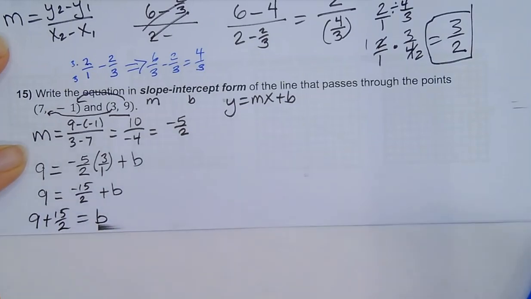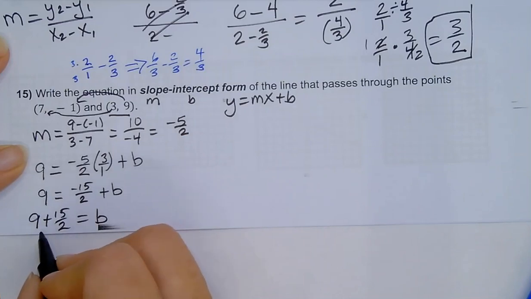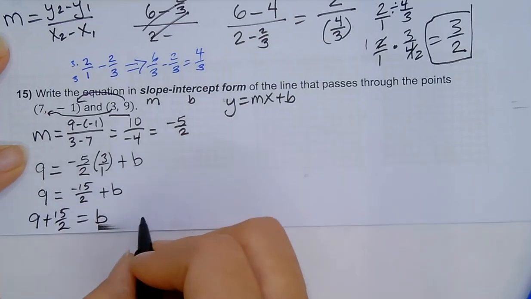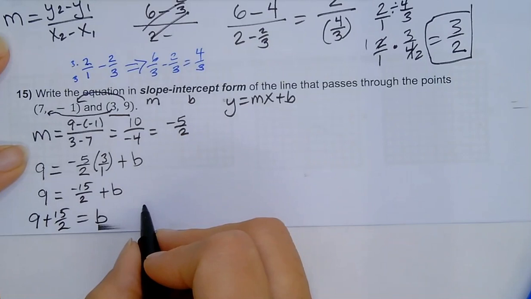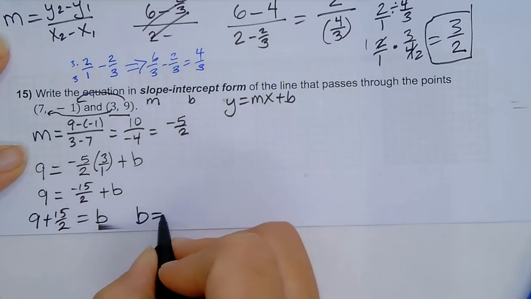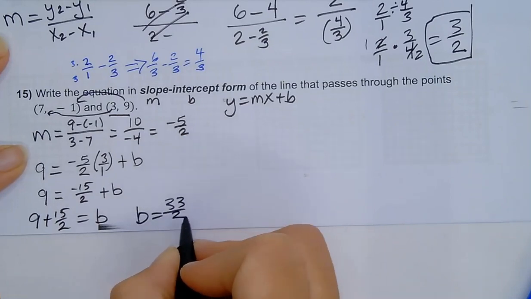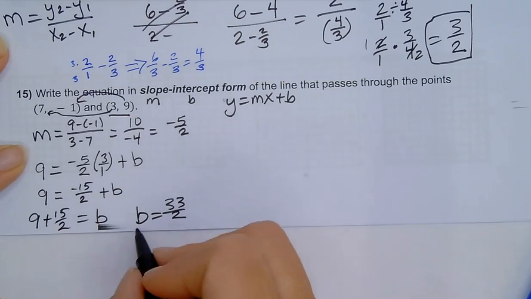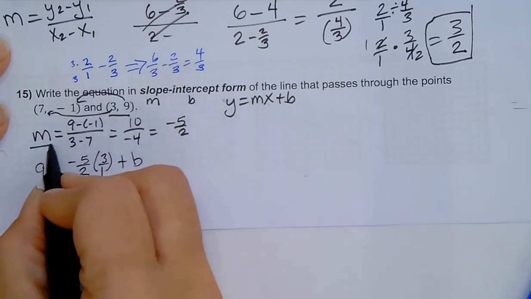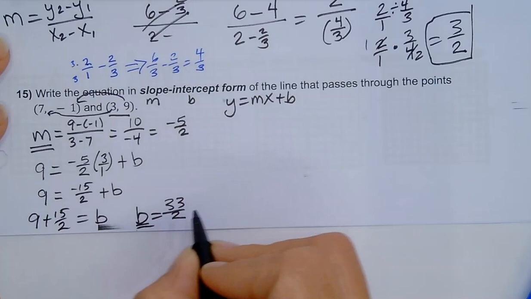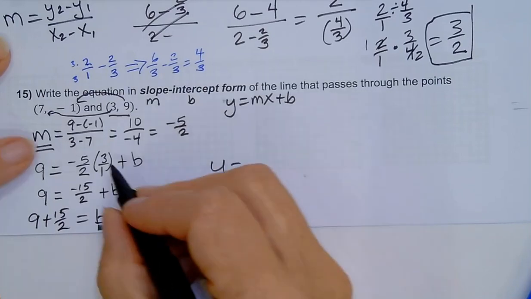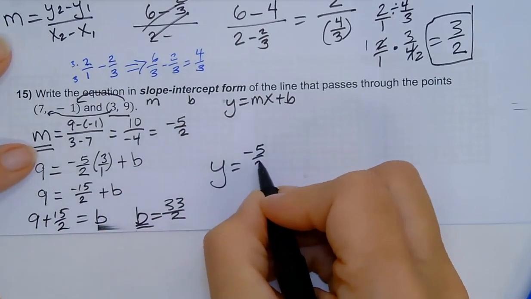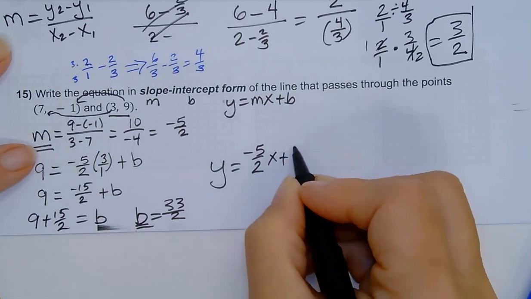Okay, in order for me to add 2 fractions, they have to have the same denominator. So this is 18/2 plus 15/2, so I get 33/2 is b. b equals 33/2. Okay, so now I know my m. Here was my m, and I know my b, so I can write y equals mx, -5/2 x, plus 33/2.